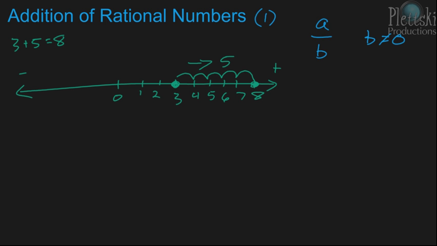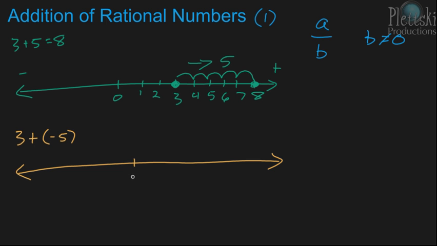Now, with negative numbers, you're going to start at the first number, and then if you're adding a negative number, you're going to have to go to the left. So if we have 3 plus a negative 5, this is going to look a little bit different because we're still going to start at 3. That's going to be our starting point. So if we have 0, 1, 2, 3. Now if we start at 3 and we add a negative 5, we have to go 5 in the negative direction. So instead of going to the right, we're going to go to the left 5.